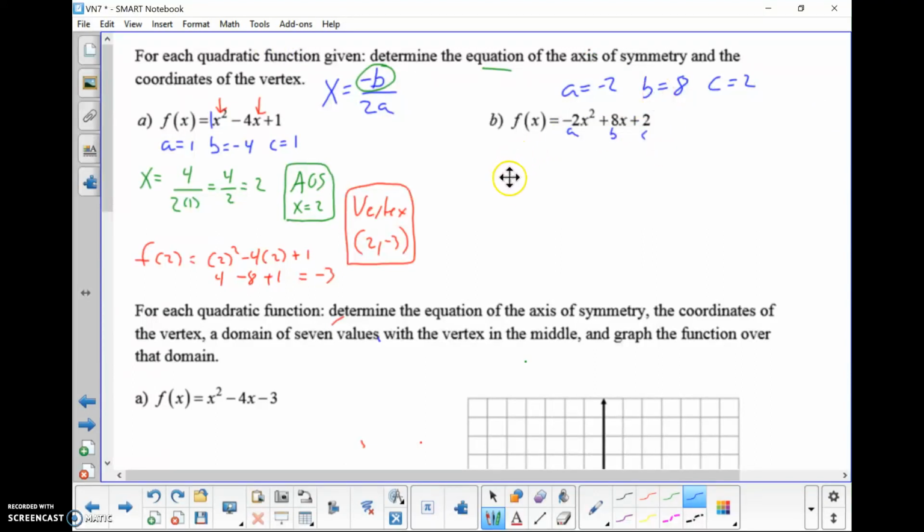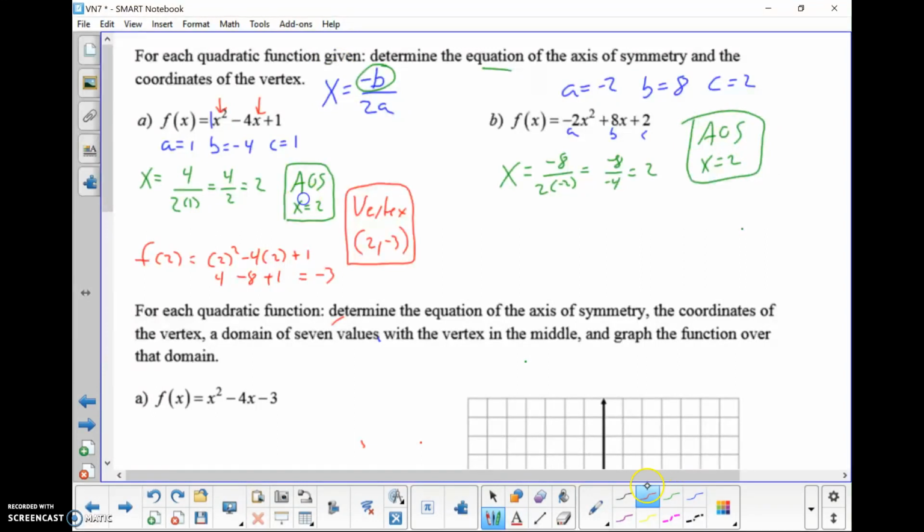So x equals -b over 2a for this one. It's going to be x equals -b would be -8, the opposite sign of b, over 2 times a, -2. So it's a -8 over a -4. And remember, when you have a negative divided by a negative, it's going to come out to be positive. So -8 divided by -4 is +2. So I have another axis of symmetry that's x equals 2. It's the same as last time.